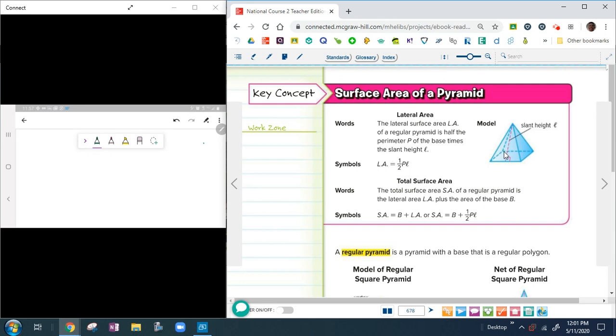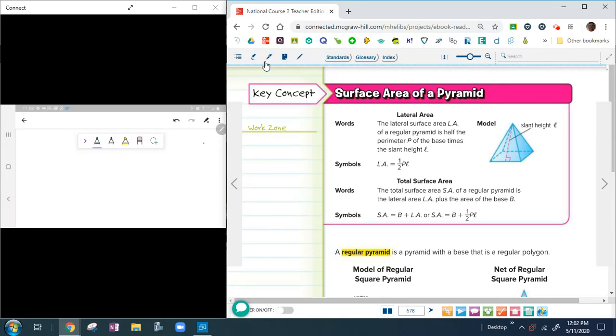Perimeter, remember, is adding up all the side lengths, the distance around the outer edge of a shape. You can see I'm tracing this outer length with the pointer. So we would calculate the perimeter of the base, and then multiply it by this cursive L, which represents slant height. That's another vocab word we have to be aware of.